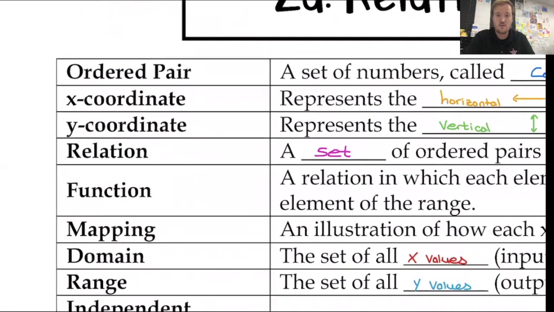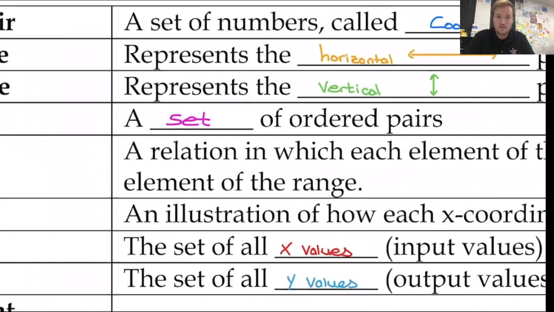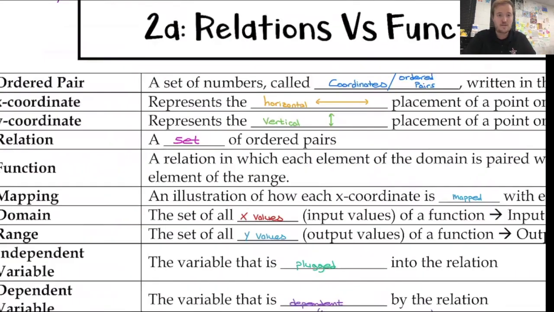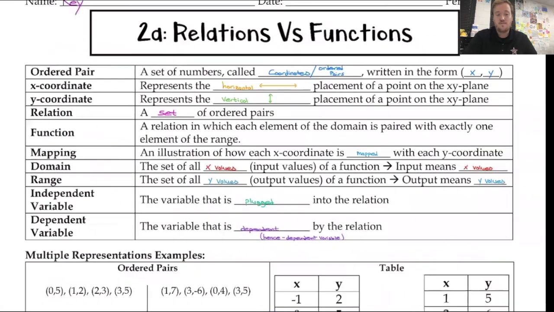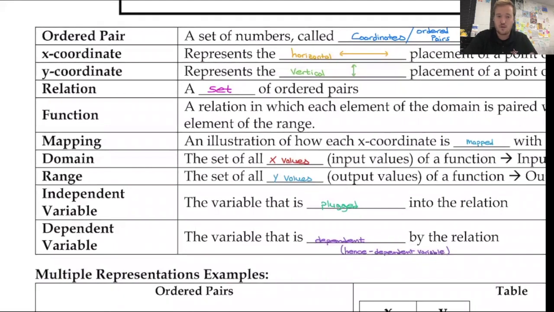So whenever we're looking at all this data in terms of graphs and whatnot, we're looking at what we call a relation. So a relation is what we call a set of ordered pairs. So it is a set of coordinates. So a function is going to be kind of a subset of a relation. So a relation in which each element of the domain is paired with exactly one element of the range. So we're going to be talking more specifically about what a function is, what it looks like, and whatnot here in a little bit.